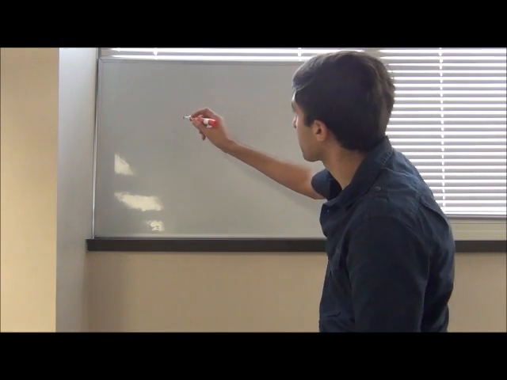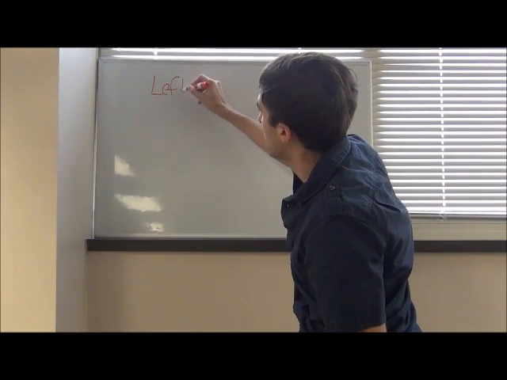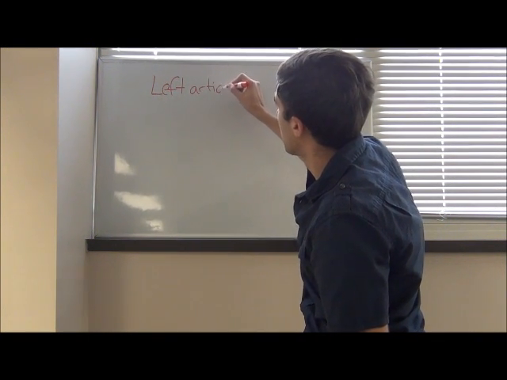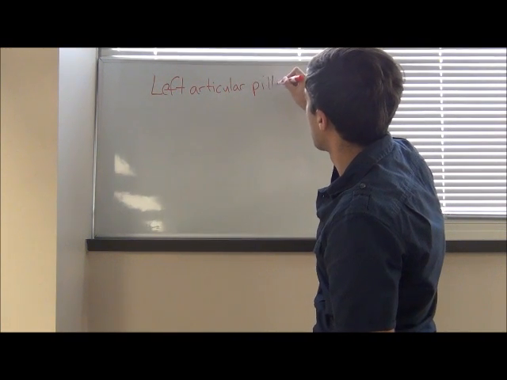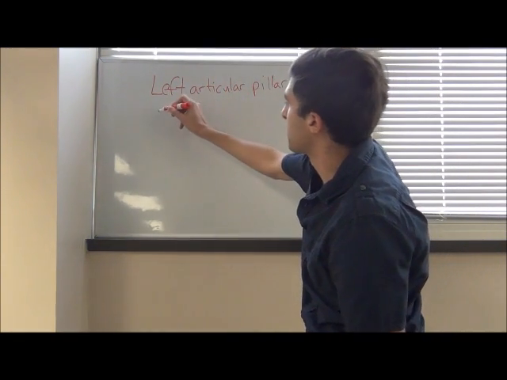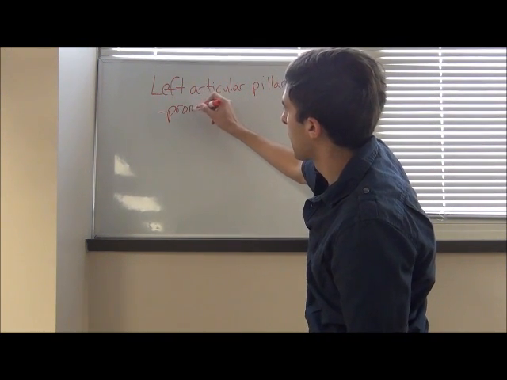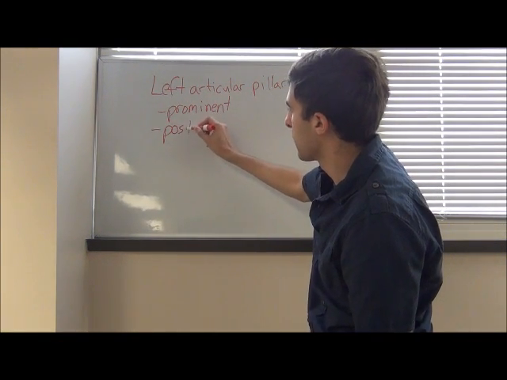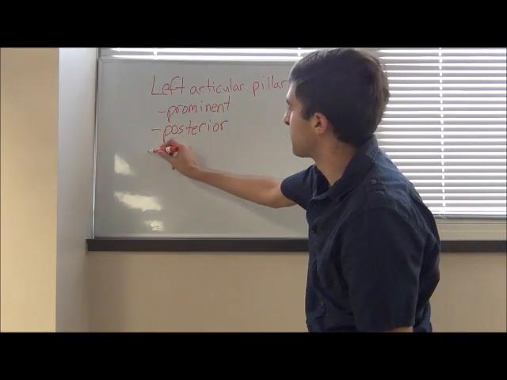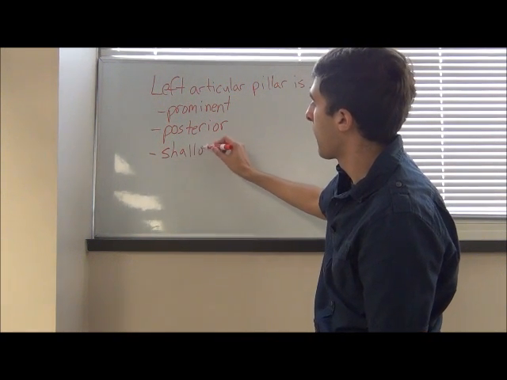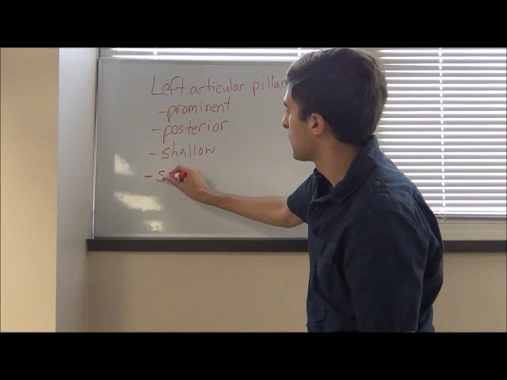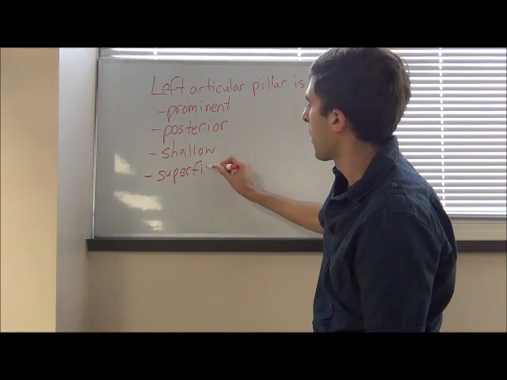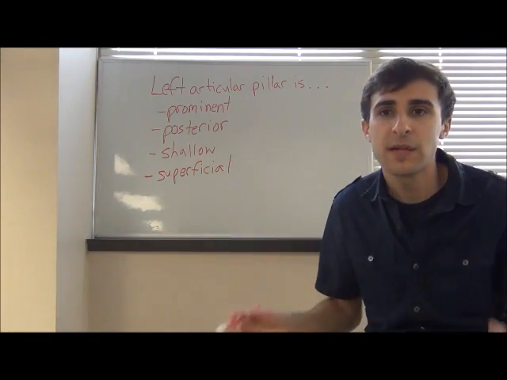Prominence. If there's a prominence on the left, I can say the left side is more posterior. I can say the left side is more shallow. In fact, let me write these down. So I can say the left articular pillar is prominent. I could say posterior. I can say shallow. Or I could say superficial. They all mean the same thing, right?